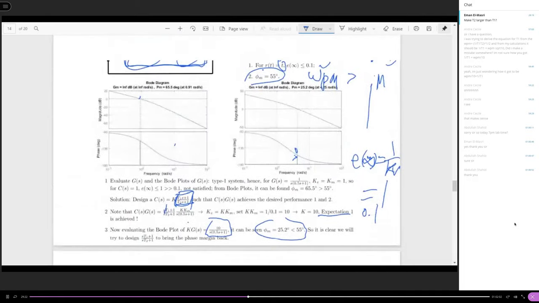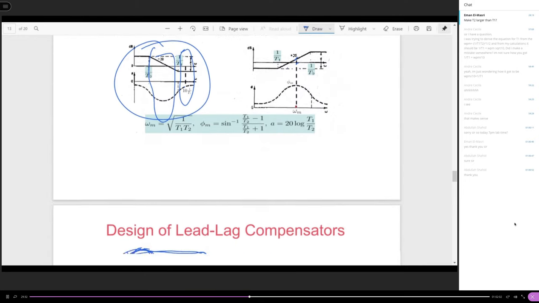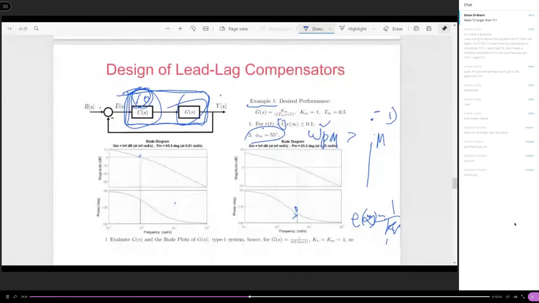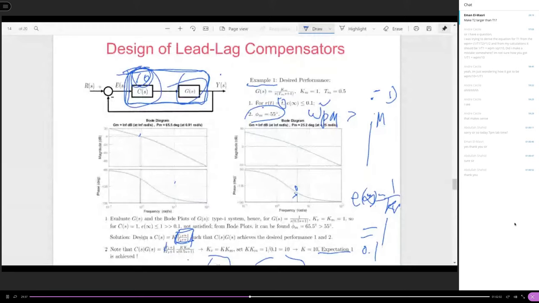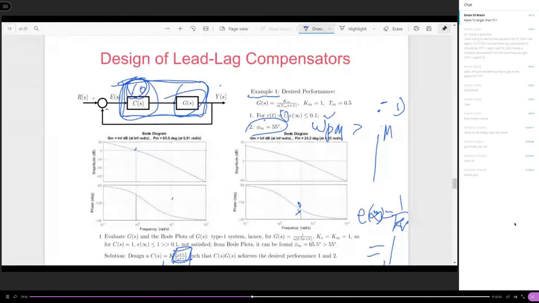Remember, this is the time for you to see this picture. We need to avoid this, but we need to take advantage of this area. So now you can see, how am I going to take the advantage? First, you need to identify the target crossover frequency based on the phase margin requirement. Because we did not post a requirement on the phase margin crossover frequency.